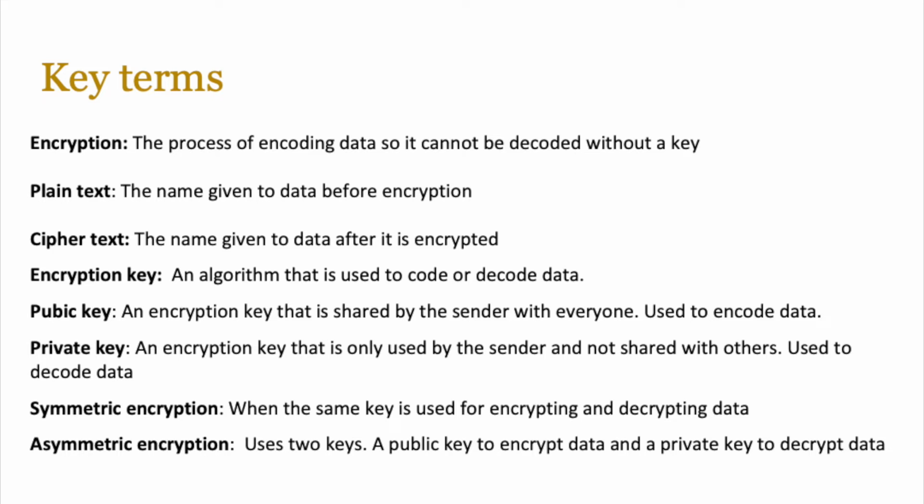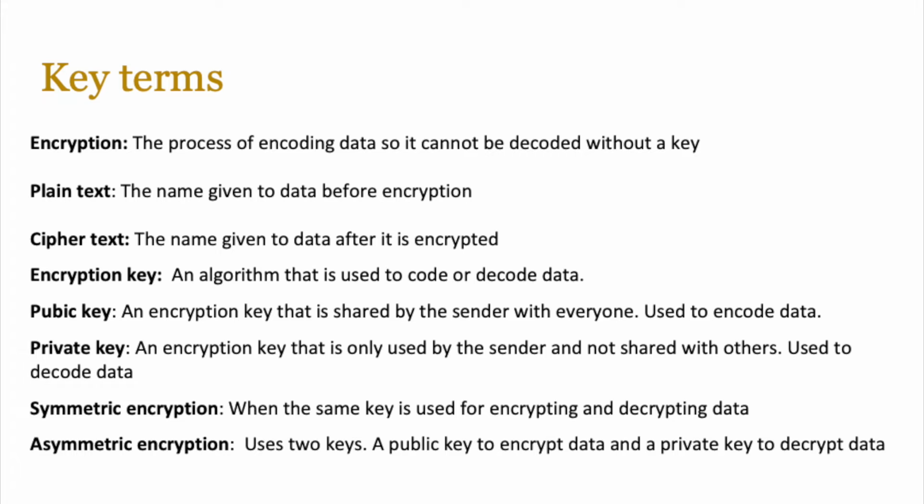So we start with encryption. Encryption is the process of encoding data, so it cannot be decoded without a key. The next one is plain text, and this is the name given to data before encryption. Ciphertext is the name given to data after it is encrypted. Encryption key is basically an algorithm that is used to code or decode data. Whether we encrypt or decrypt, that happens through the use of an encryption key.